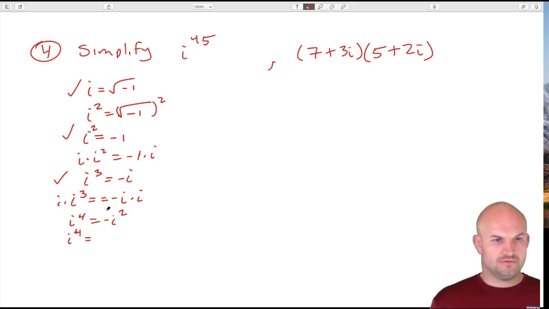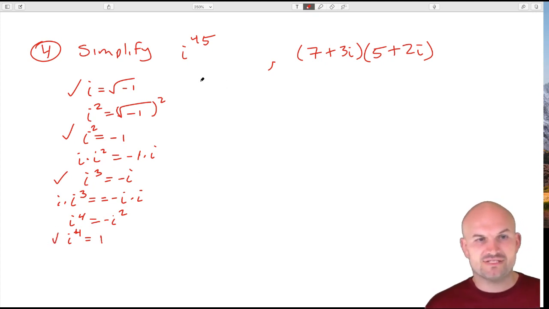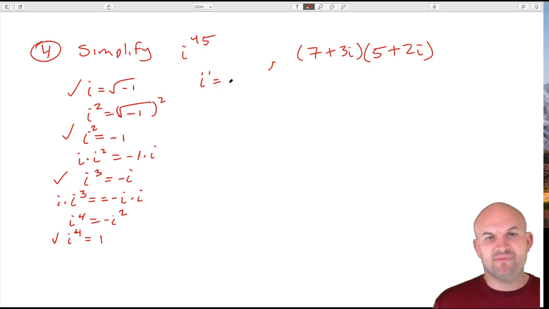All right, so what I'm going to do is take this information here and write a nice little list. So i to the first power, you can think about that, is equal to the square root of -1 or just equal to itself, which is i. i squared is going to be equal to -1. i cubed is equal to -i.